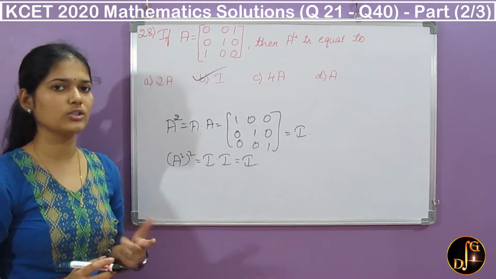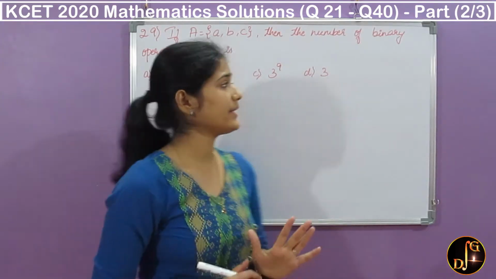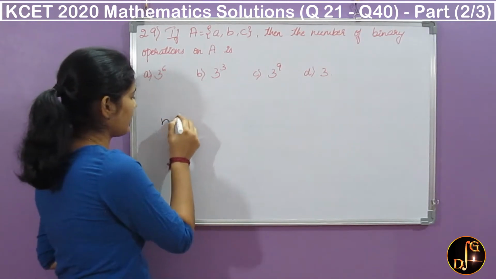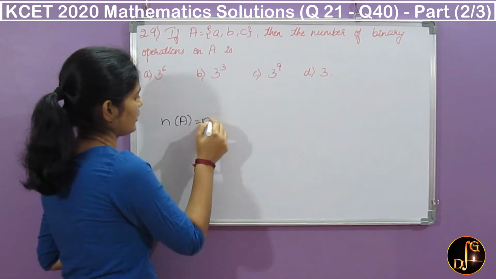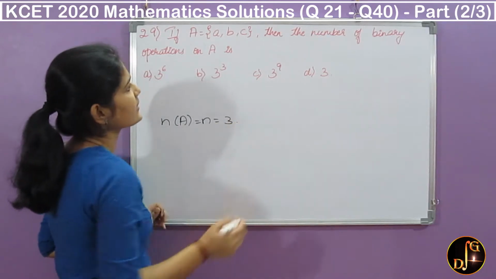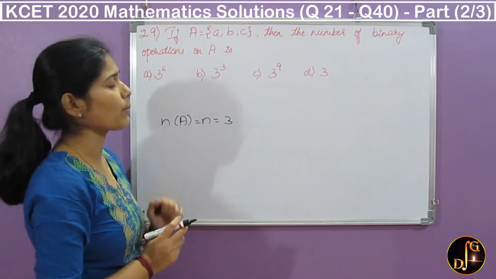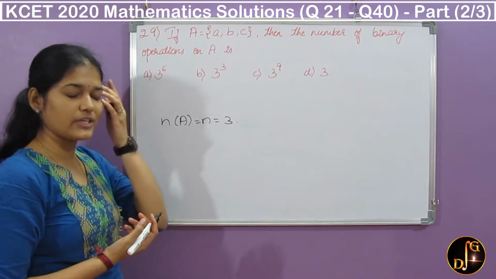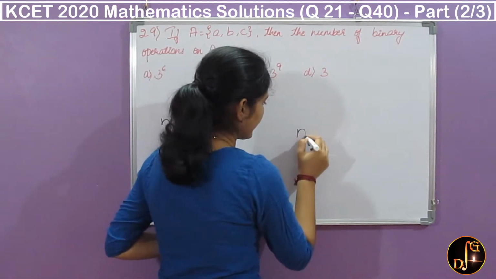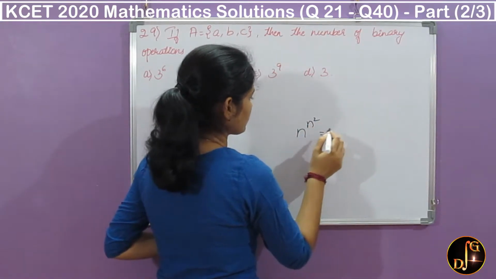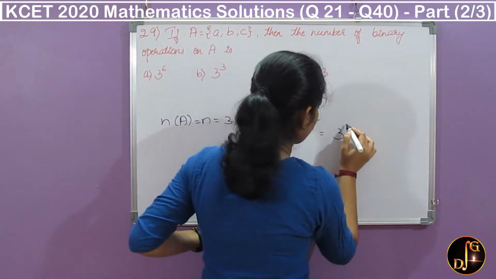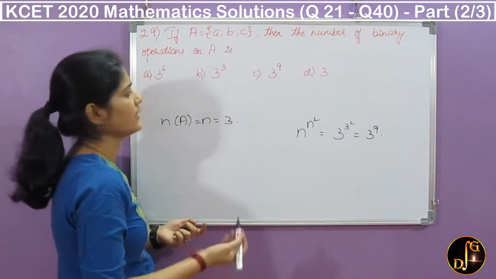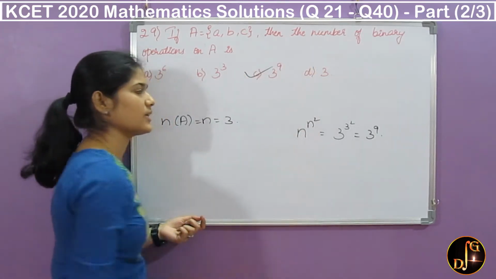Now let's move on to the next problem. In this problem, it is given that set A is {a, b, c}. That means number of elements in set A, that is equal to n, that is 3. Then we have to find number of binary operations on A. We know the formula for number of binary operations, right? That is n power n square. So here 3 power 3 square. 3 square is nothing but 9. So 3 power 9. Correct answer is option C, right?